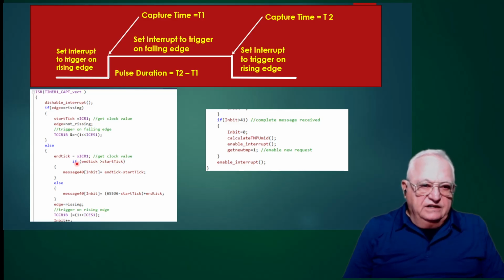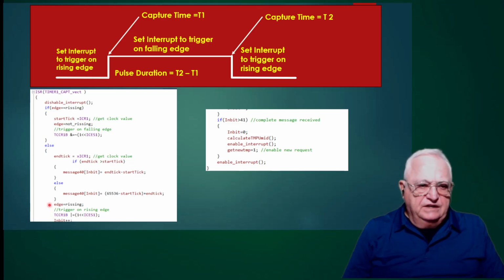If the end time is greater than the start time, then the pulse duration is going to be T2, which is the end tick, minus the start tick. Otherwise, I know that there was a rollover of the clock. So in that case, my value is going to be 65,536, which is the largest value of the clock register, minus the start tick plus the end tick. And that's the value, the pulse duration.